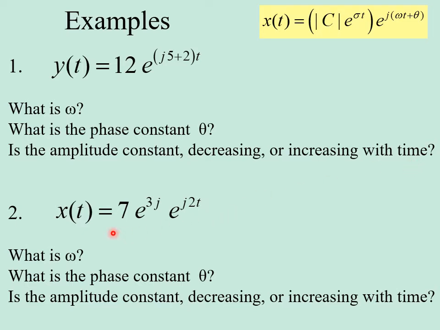The next example, x of t is equal to 7 times e to the 3j times e to the j 2t. So again, what is omega? What is the phase constant? And what's happening with the amplitude? Is it constant? Is it getting smaller? Or is it getting bigger with time? Go ahead and pause the video and see if you can figure these out on your own, and we'll check it soon.